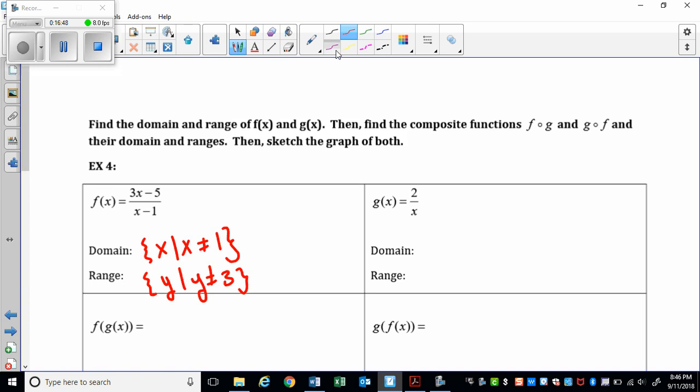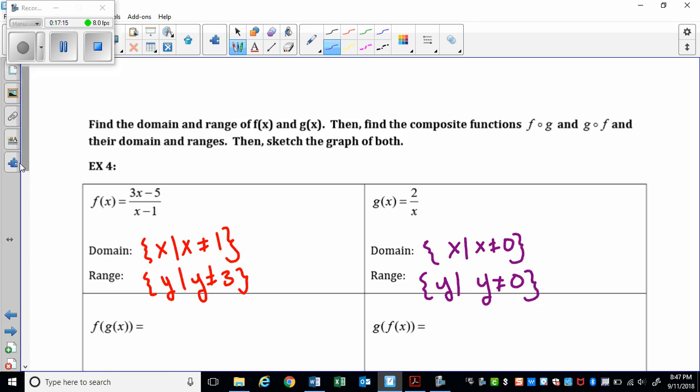My domain is all values of x except for when the denominator is equal to 0, so when our x equals 0. And my range is all values of y. The degree of the numerator is less than the degree of the denominator. So that's when we have an asymptote when y equals 0. So y cannot equal 0.